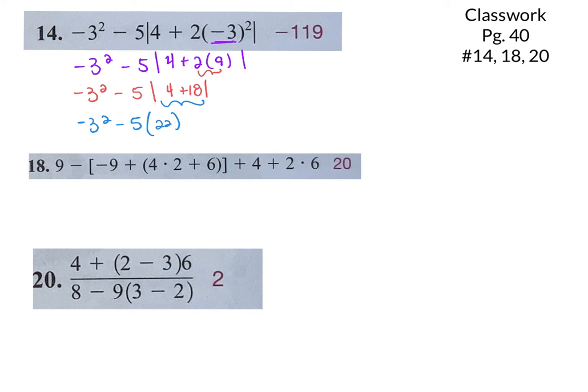And I can just go on to my exponents that were outside. For this one, the negative is outside of the square. It is not in parentheses. So negative 3 squared, when it's not in parentheses, is going to be a negative 9. And then I'm going to do my multiplication. Negative 5 times 22 is negative 110. Remember, subtraction is just adding the opposite. So I have negative 9 plus negative 110 is negative 119.